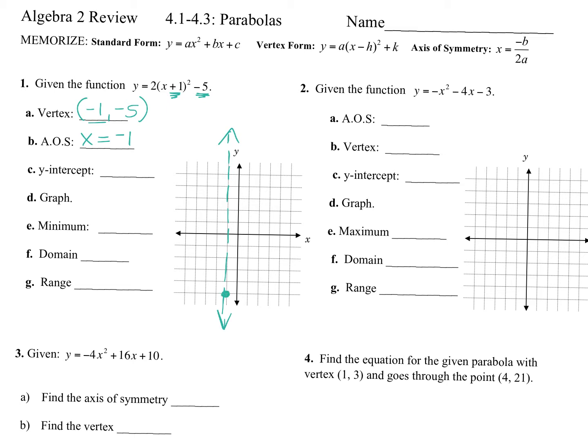How do you find the Y-intercept in this form? Plug in X as what? 0, right? Where X is 0, you'll get a Y-intercept. So we're going to plug in a 0 right here to find our Y-intercept. So it's 2 times 0 plus 1 squared minus 5. Okay, 0 plus 1 is 1, 1 squared is 1, so 2 times 1 is 2, and 2 minus 5 is a -3. So we get the point for a Y-intercept 0, -3. 1, 2, 3.